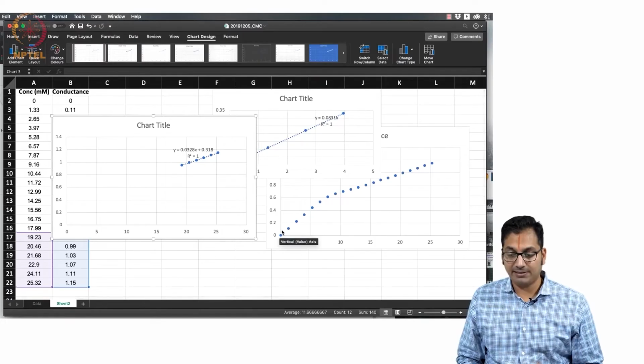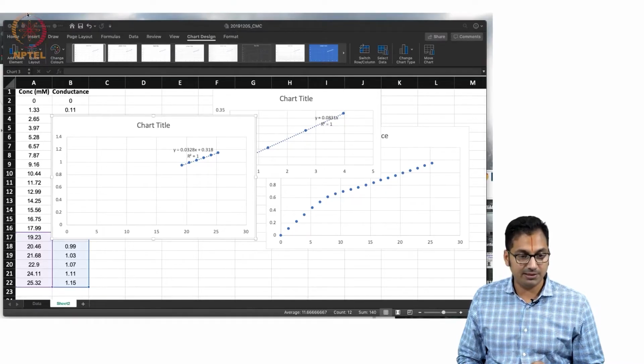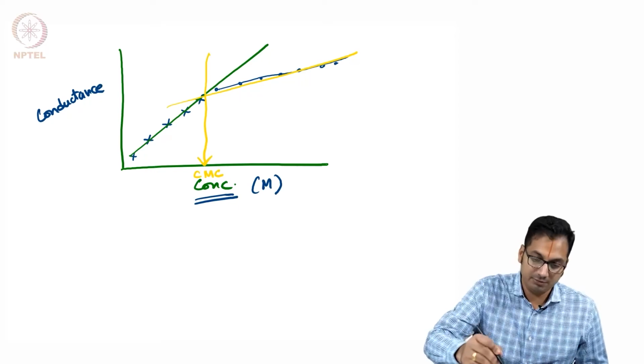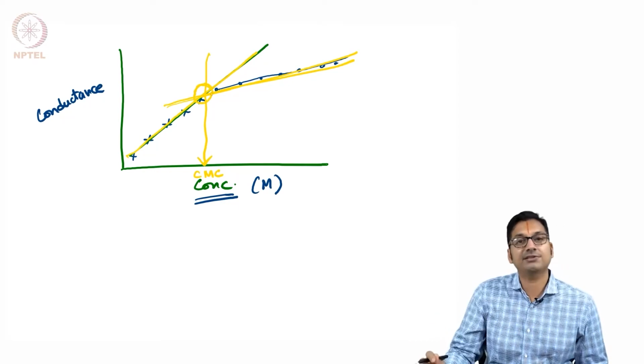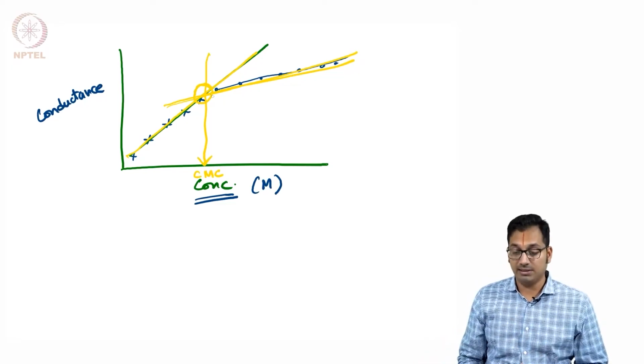There are 2 separate lines here, one that goes this way, the other that goes this way. I would like to remind you the same thing that we ended up seeing a moment back. So if you are able to realize, we have a curve that goes this way and another curve that goes this way. The point of intersection tells us the concentration at which micelles are formed.